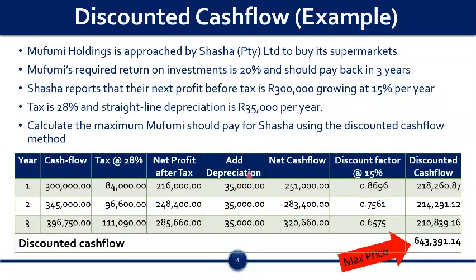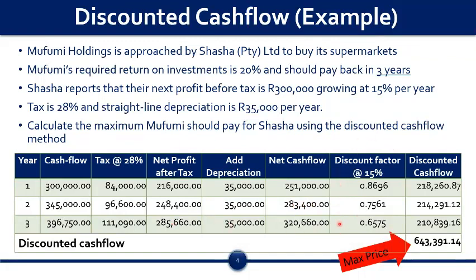Let's pause there. Why do we add back depreciation? Remember, depreciation is not a cash flow item. Since it's not a cash flow item, and we are using what we call the discounted cash flow method, we need to add back the depreciation. So 216 plus 35 gives you that, that plus that gives you that, that plus that gives you that.